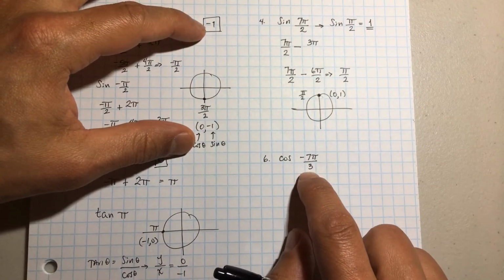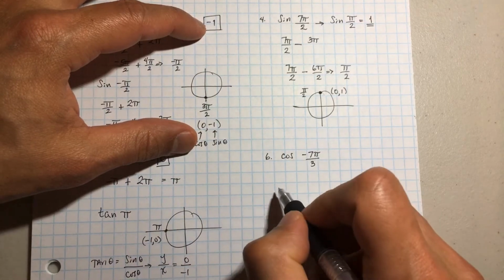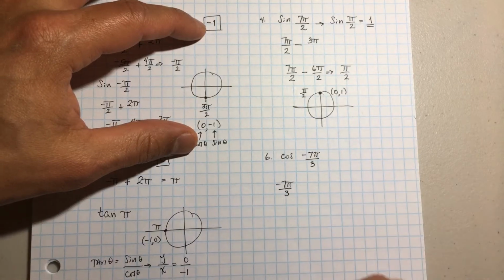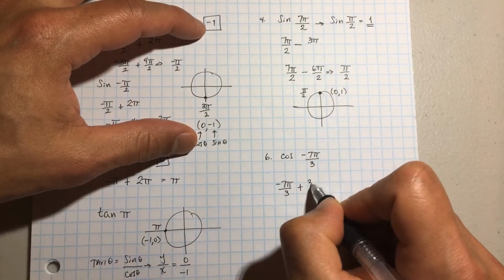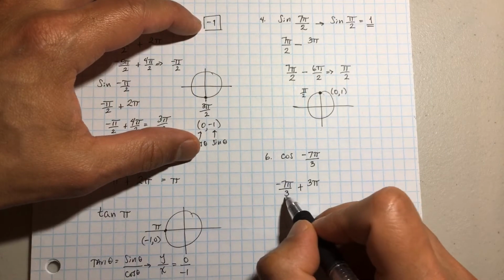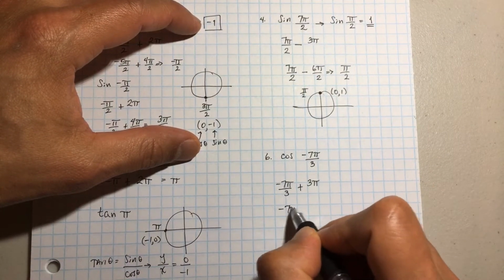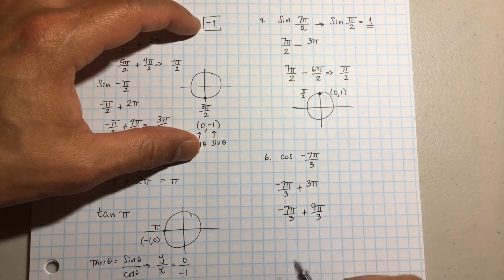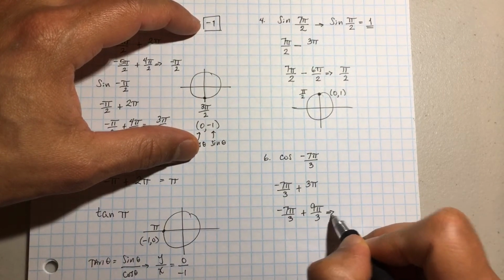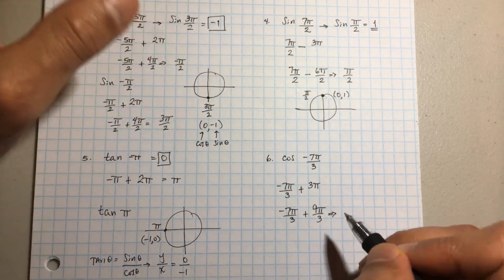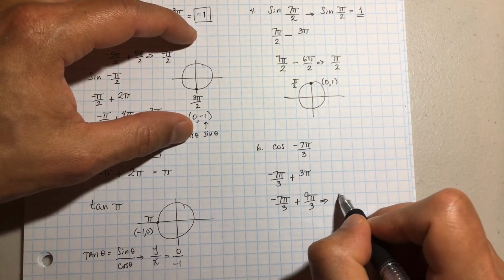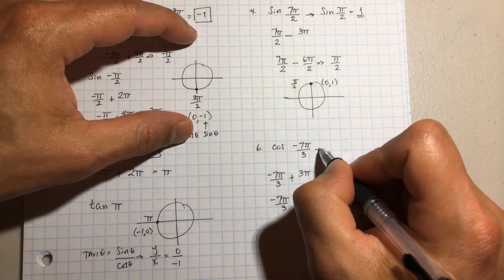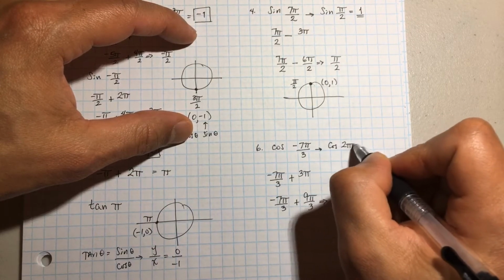So let's look at this one, cosine. How many times does 3 go into 7? That goes into it 2 times, right? But if I only use 2, it's still going to be negative. So I'm going to use 3 so I can make it positive. 3 times 3 is 9. So now you have negative 7 pi over 3 plus 9 pi over 3. If I only use 2, it's still going to be negative, and I don't want that. Negative 7 plus 9 is 2 pi over 3. So now this is the same thing as cosine of 2 pi over 3.